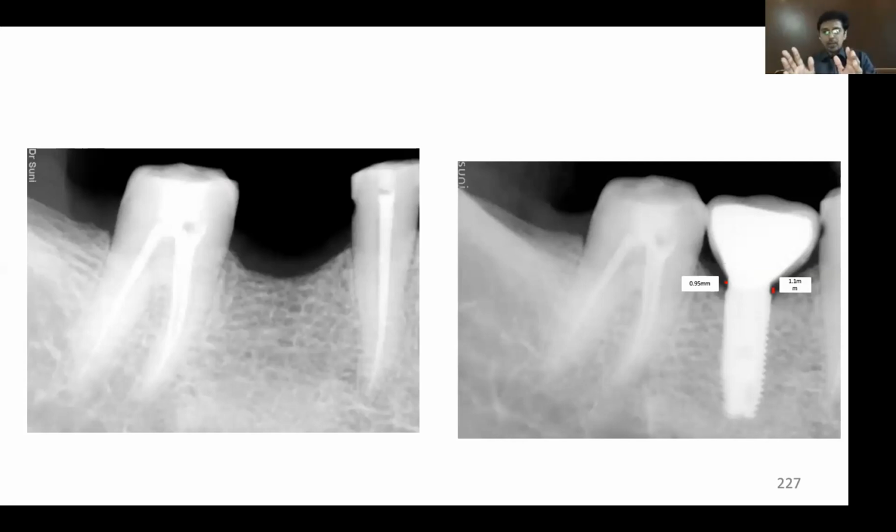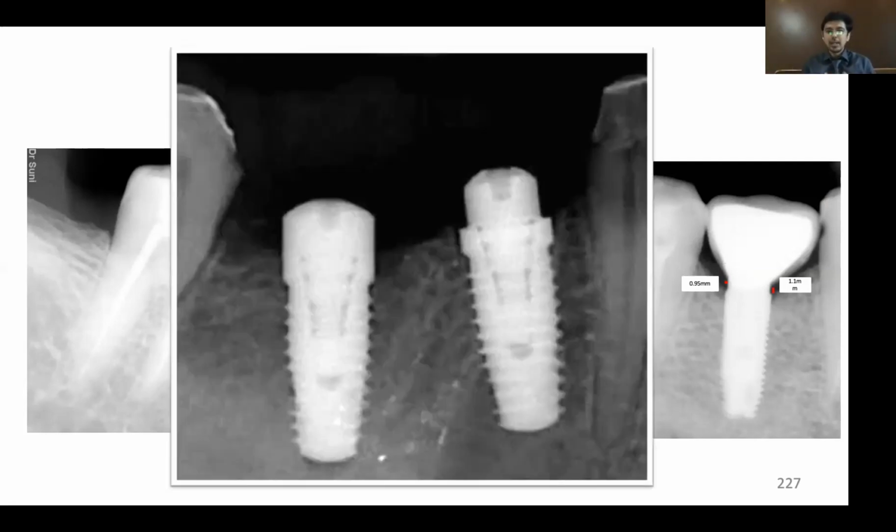Are you getting what I'm trying to say? Implants used were the same in both. Abutments used were different, meaning even in the X-ray, before placement of a crown, you will be able to make out whether the abutment is platform matched or platform switched, that is, a narrower abutment. And you see, here the abutment is of the same diameter as the implant. This is a platform matched abutment. Here, the abutment is narrower than the diameter of the implant. This is a platform switched abutment.